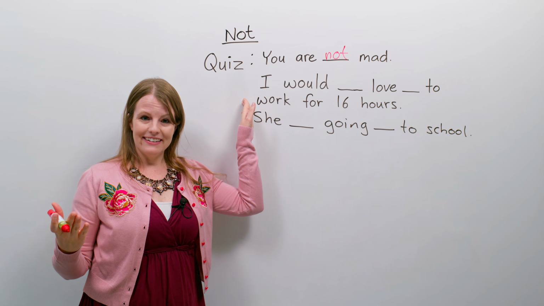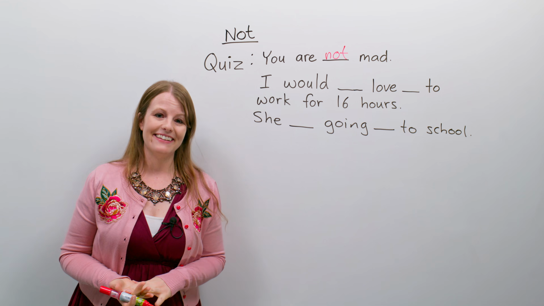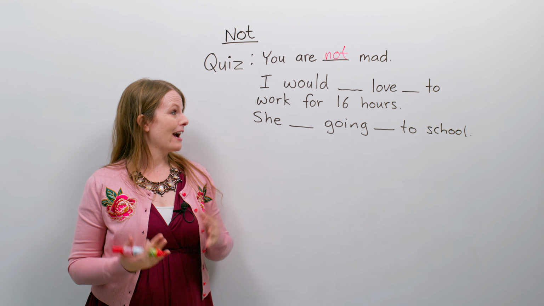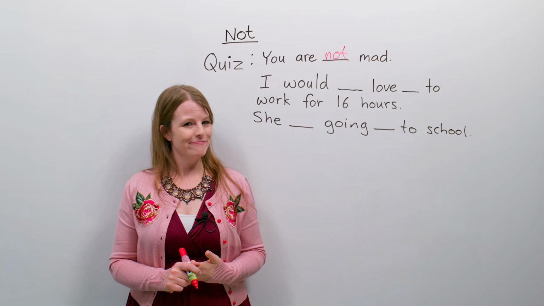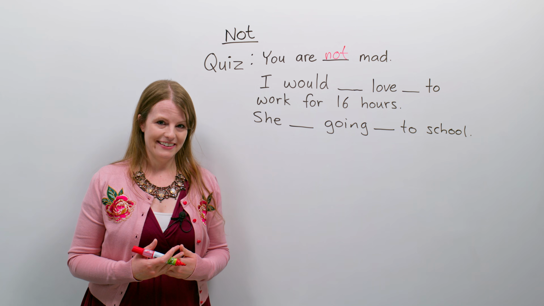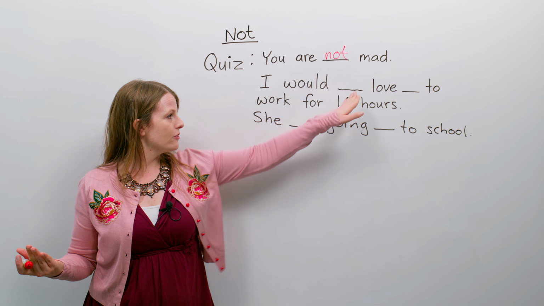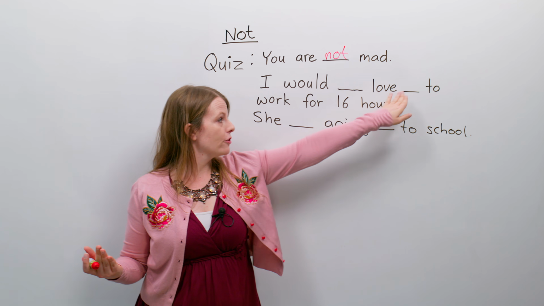The next sentence, I would love to work 16 hours, or I would love to work for 16 hours. Is that true? No. So let's make a negative sentence. What do we put? Do we put the word not here, or do we put it here?